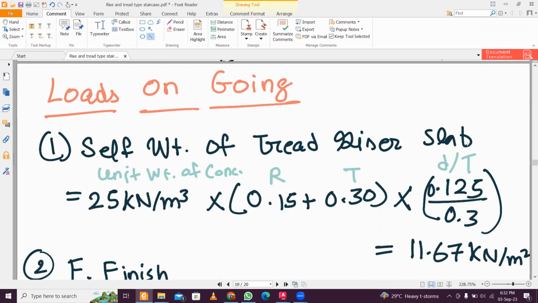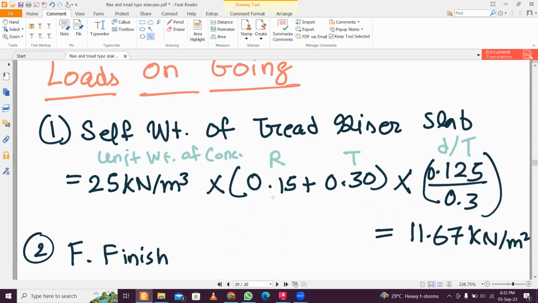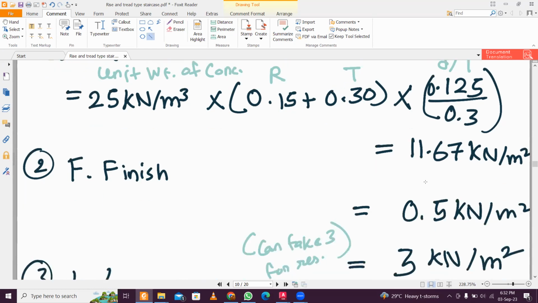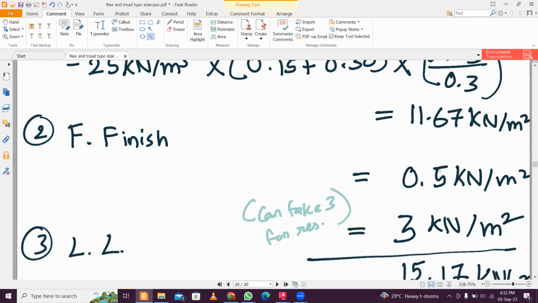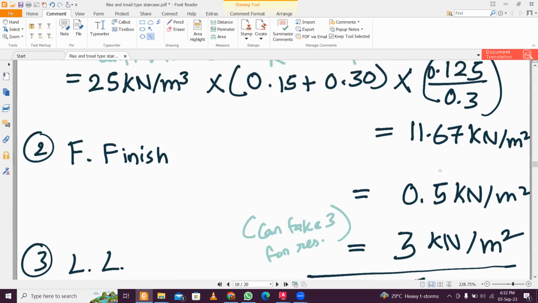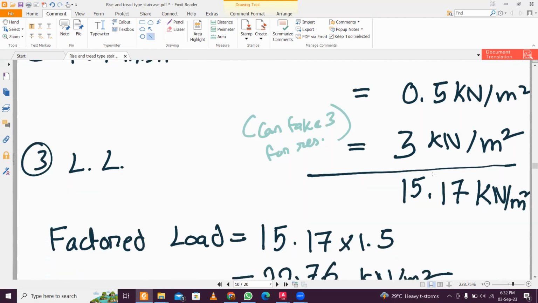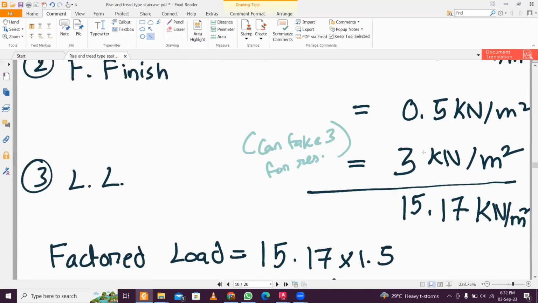Now the first step is the load calculation. Obviously self-weight is involved, and you can see the formula written: unit weight of concrete into the square root of riser squared plus tread squared, into effective depth, divided by the thickness of the tread. Floor finish is as per IS 875 Part 1 for the dead load; you can take 0.5 for tiles and marble. Live load is given in IS 875 Part 2. For normal or residential buildings, 3 kilonewton per square meter is advised for live load. However, if you see in books, 5 is taken.